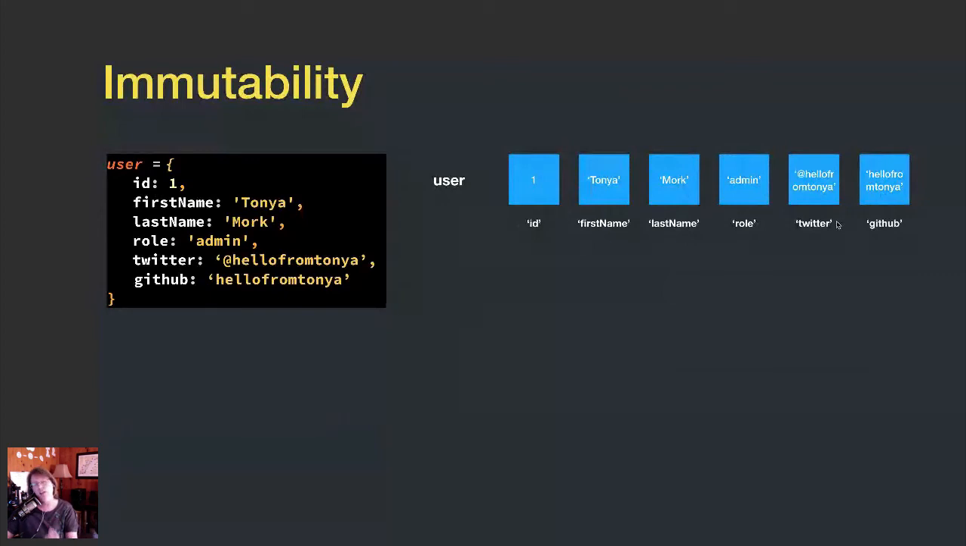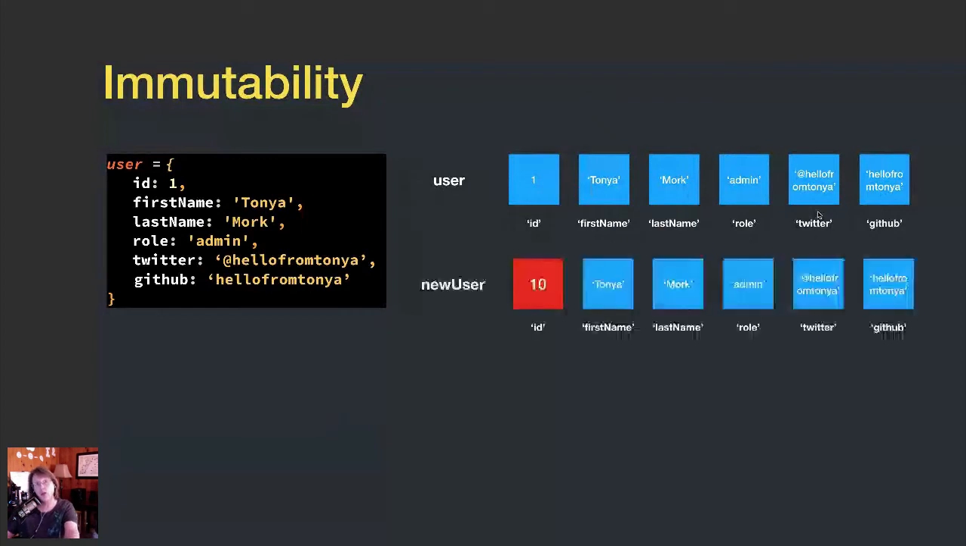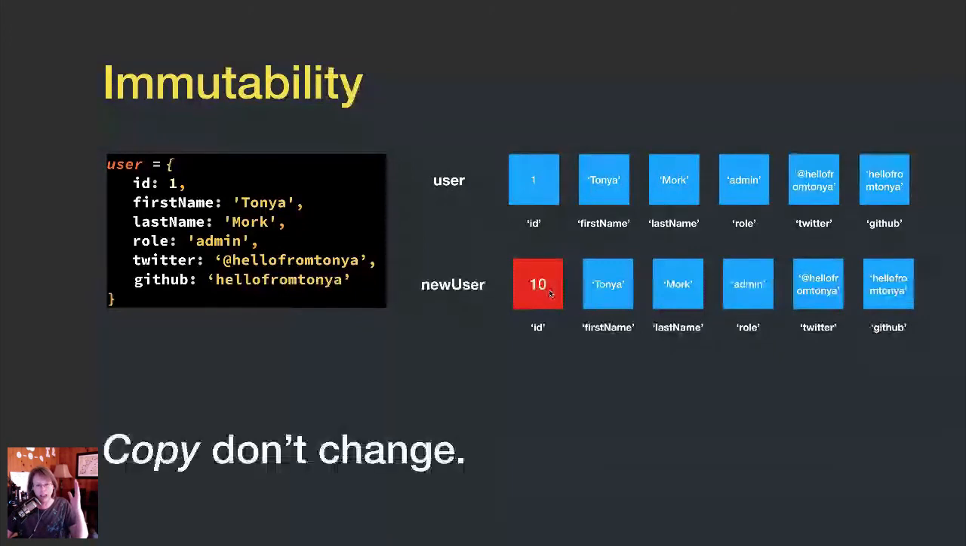Now imagine that you need to change something in this. You're doing some processing and you need to make a change. Of course, you're going to make some changes. Well, when that happens, you do not change this user. This particular instance of this data does not change in memory. Instead, you create a new representation of it, and now you make your change. Let's say my ID went from 1 to 10, and that's the only thing I wanted to change. So we start to get into this idea of copy, don't change.